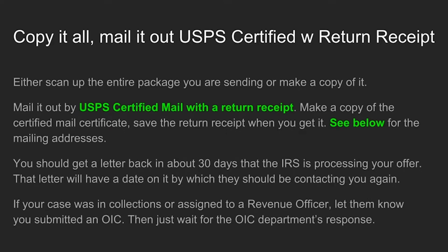You should get a letter back in about 30 days that the IRS is processing your offer. That letter will have a date on it by which they should be contacting you again. So typically you get a letter and it'll say, hey, we're contacting you again in 5 months. The dates range depending on how busy they are and which office it gets assigned to. If your case was in collections or assigned to a revenue officer, let them know you submitted an offer in compromise. Then just wait for the offer in compromise department's response.